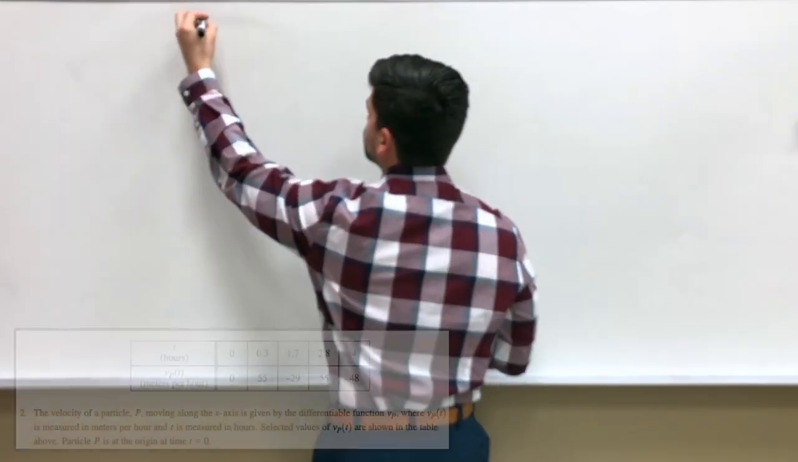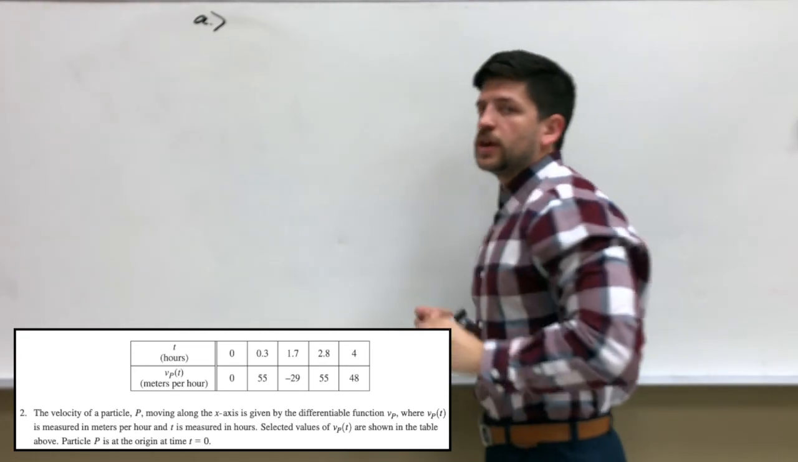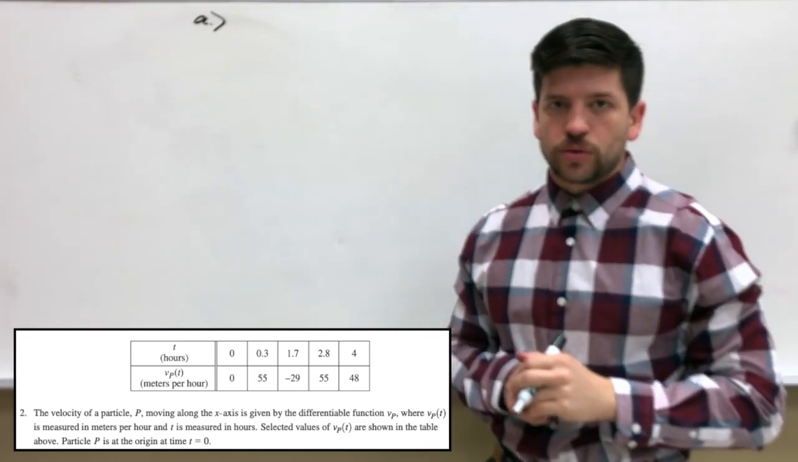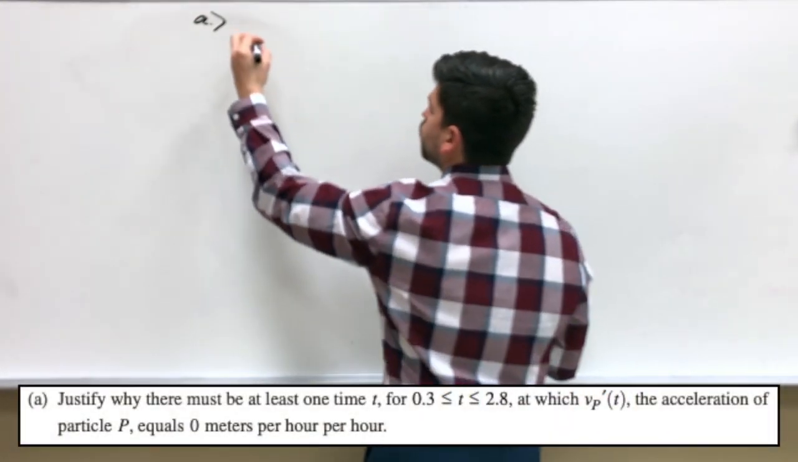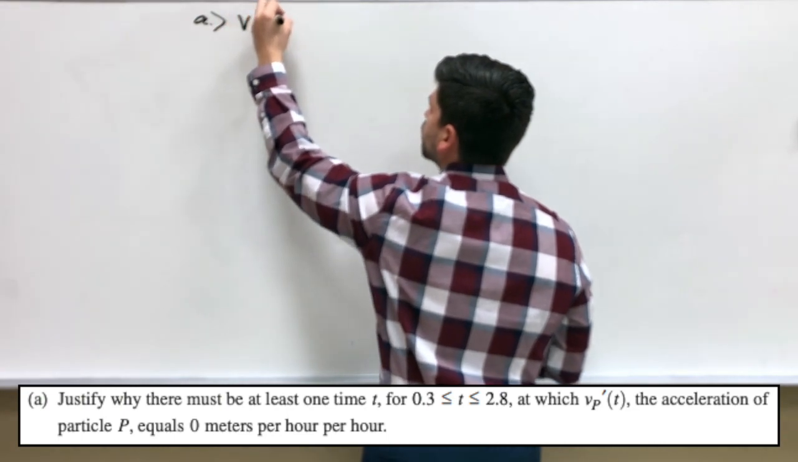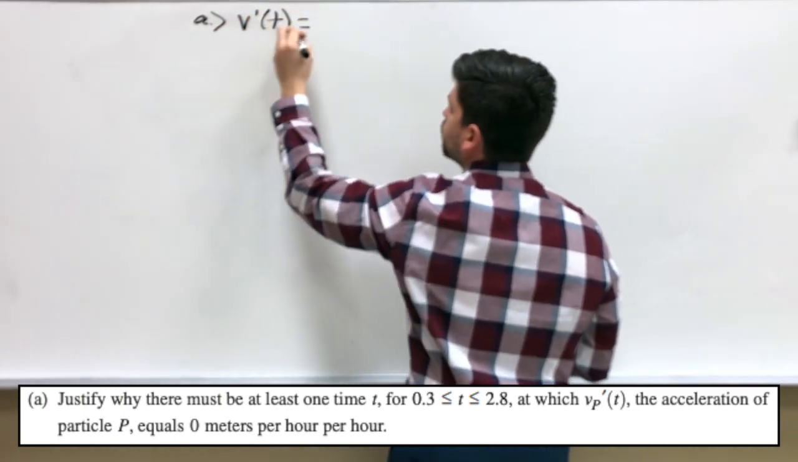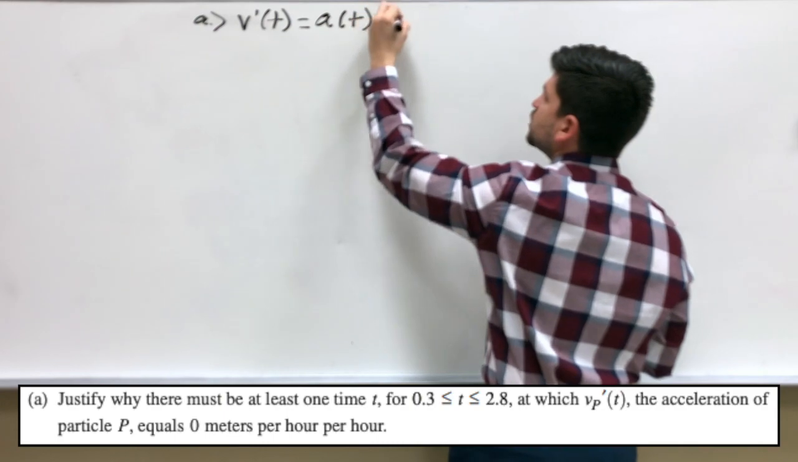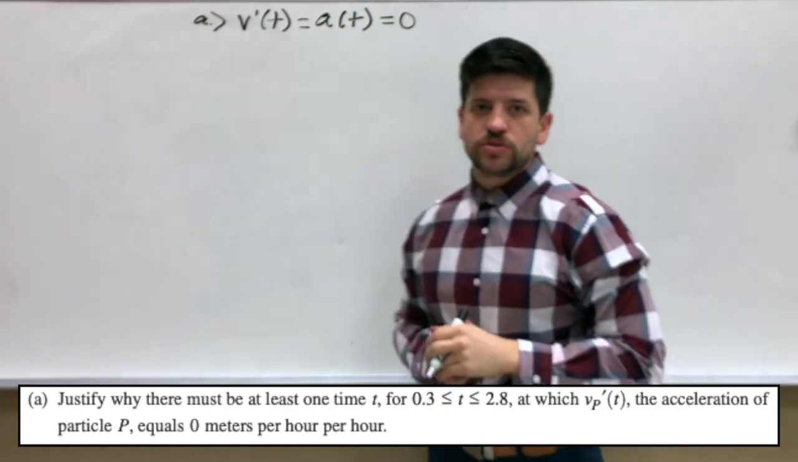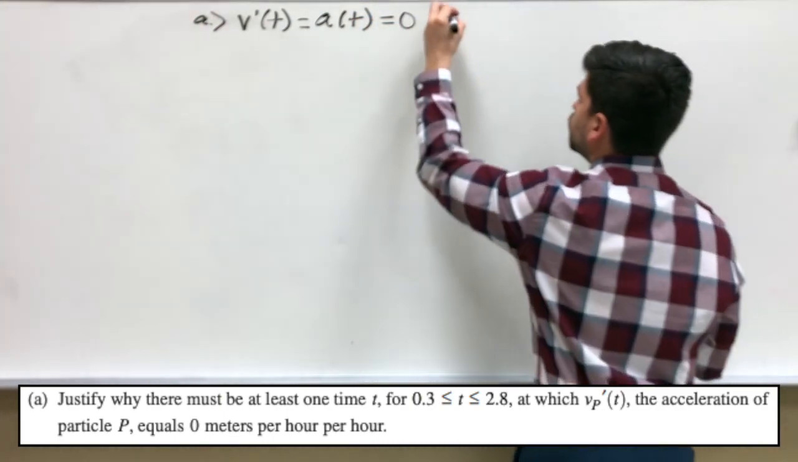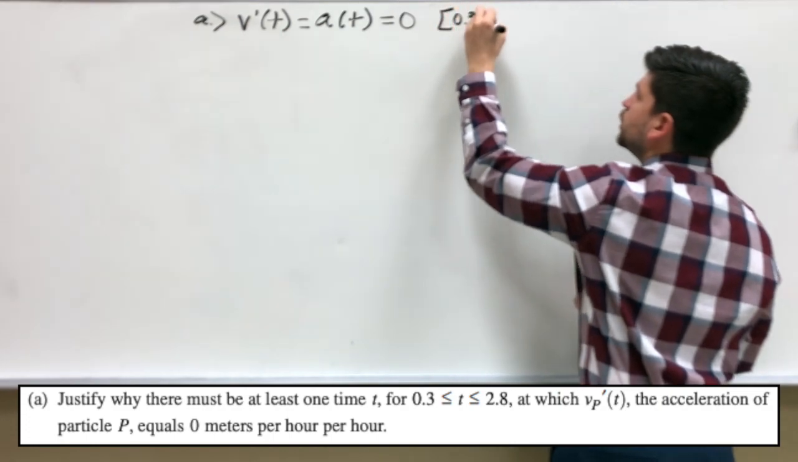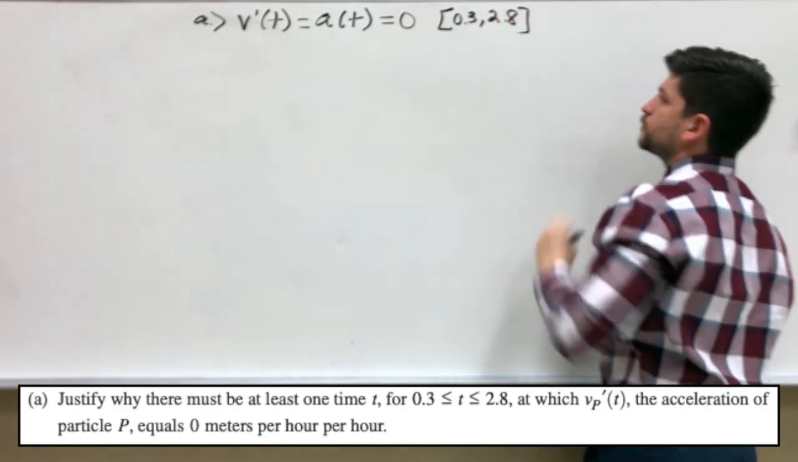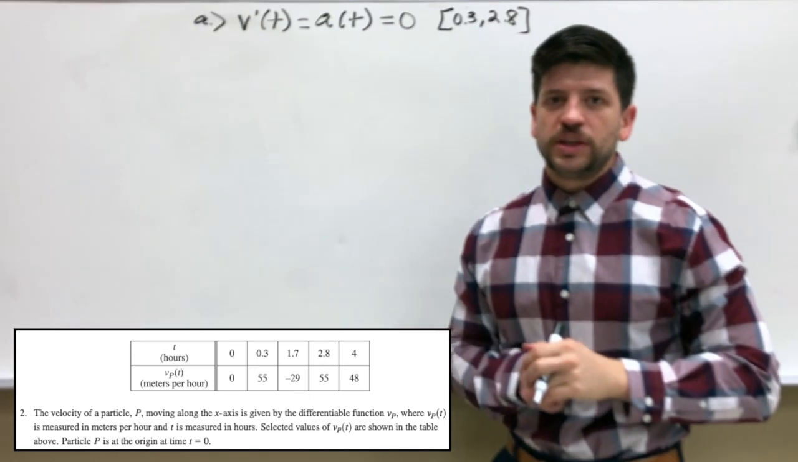This particular problem, they're giving us a t-table of values that represent the velocity of some particle. Part A wants us to justify why there is somewhere where the velocity's derivative, better known as the acceleration, has to equal 0 in the interval from 0.3 to 2.8. Now, this is going to target the mean value theorem.